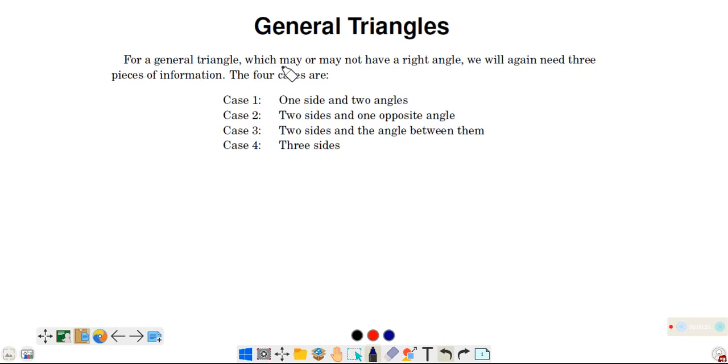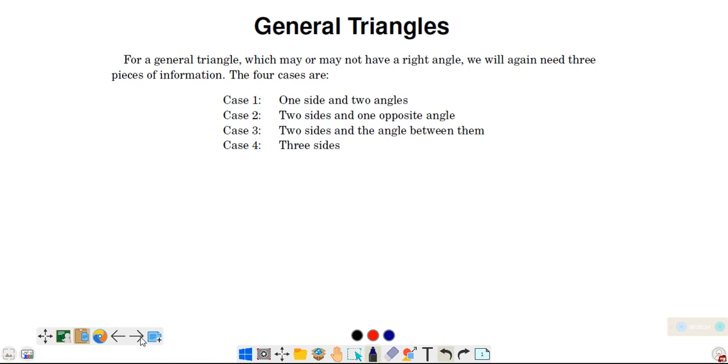For a general triangle, which may or may not have a right angle, we will again need three pieces of information. The four cases are case 1, one side and two angles. Case 2, two sides and one opposite angle. Case 3, two sides and the angle between them. And case 4, three sides.